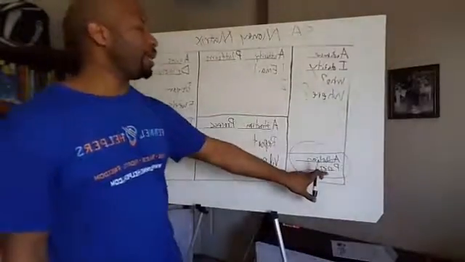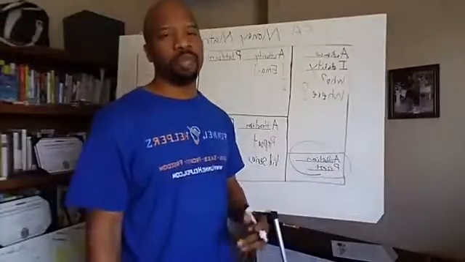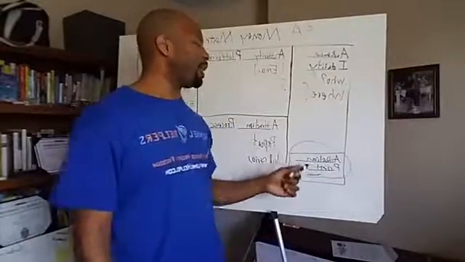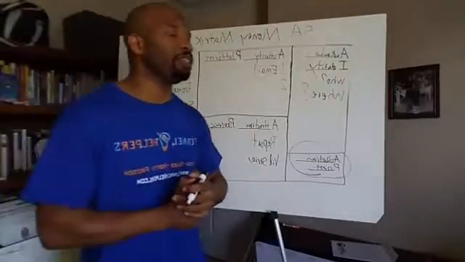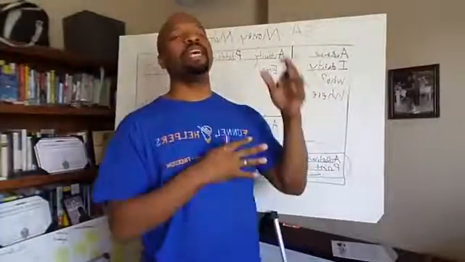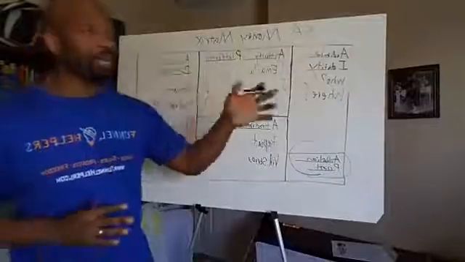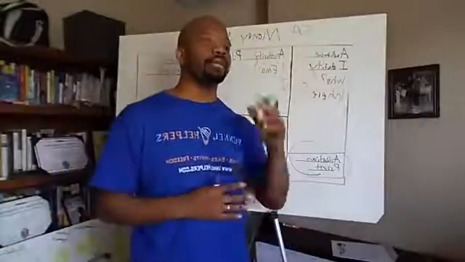And then the last part is the activation point. How will I convert my prospects into buyers? So these are the 5 A's of the Money Matrix. If you have them in place, you are able to market and sell your product online.